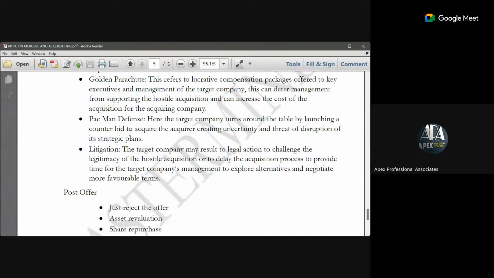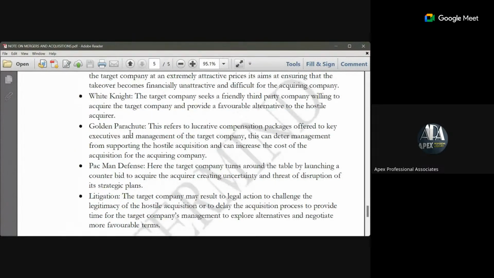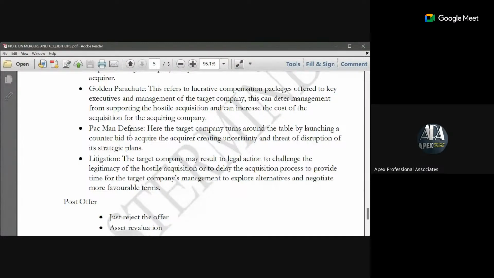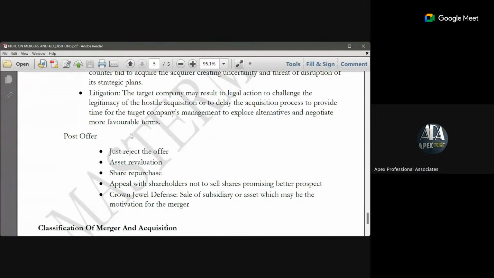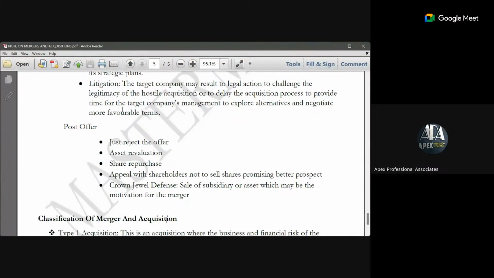We also have litigation. Here, they can consider legal actions to challenge the legitimacy of the hostile acquisition. So these are the pre-acquisition defenses that the target companies use to fight against a hostile bid. We also have the post offer. For the post offer, that is after the offer has been made, what are the things they do to defend themselves from a hostile bid?